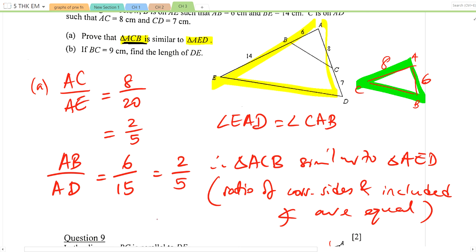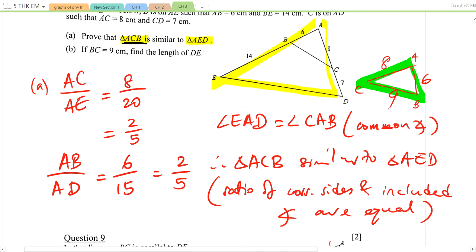Please go and memorize this. You don't have to put the reason for the fraction. Fraction no need. We are just finding the ratio of the sides. Then the angle, this one we need. This is the common angle. And last one, BC is 9.